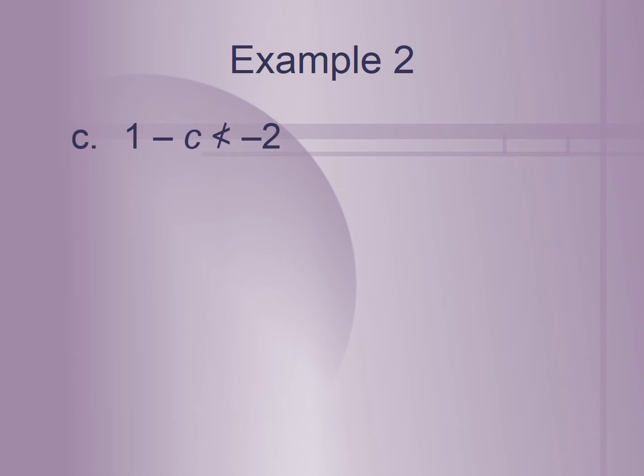Let's try another one. 1 minus C is not less than negative 2. So when we do this, the first thing we should do is rewrite the statement. Remember, we can rewrite the not less than as greater than or equal to. So now when we plug in our C values, we just have to test to see if what we get is greater than or equal to negative 2. So we'll start with letting C be 2.